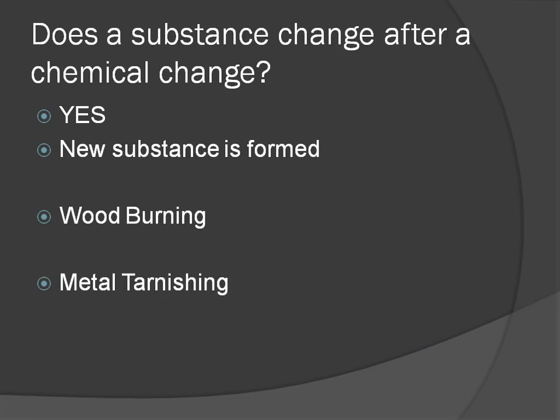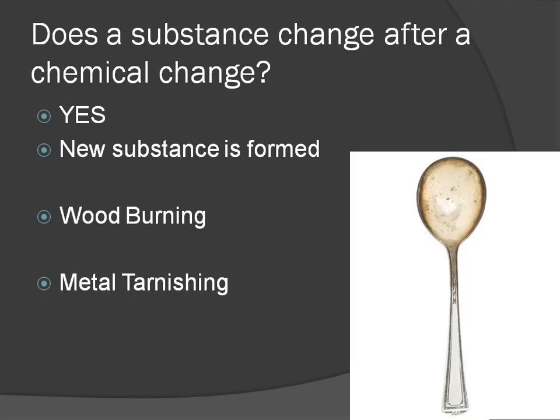Another example is metal tarnishing, and this is kind of a word that might be new to you. Tarnishing is kind of like rusting, okay? And you can see here this silver spoon, the top half is tarnished, whereas the bottom half is not tarnished. Tarnishing is a rusting process that can occur over time, and it's common for most metals to experience some form of tarnishing. And of course, that is a chemical change because it is not pure silver anymore at the top. It's actually silver that's reacted with something else to form a new substance.